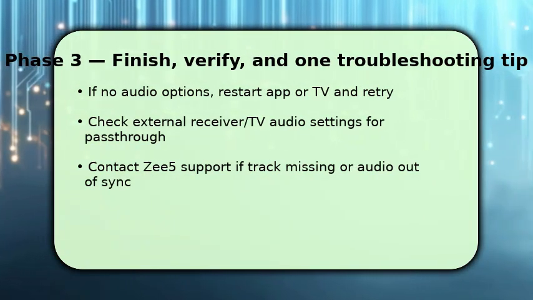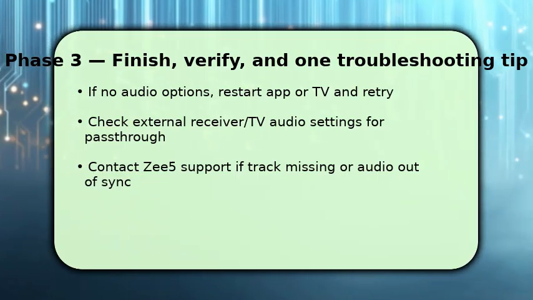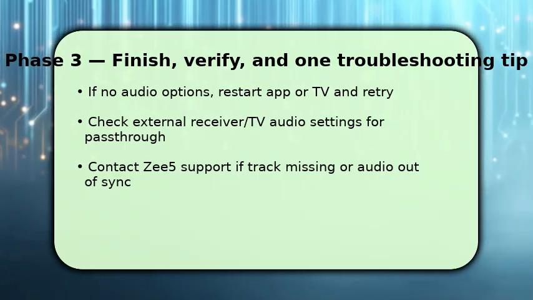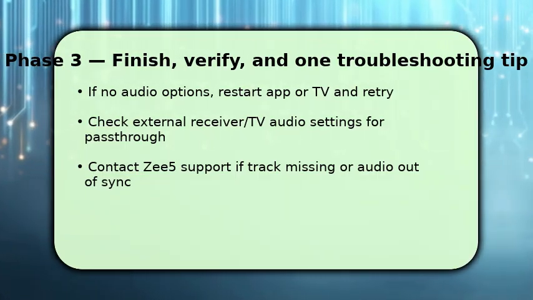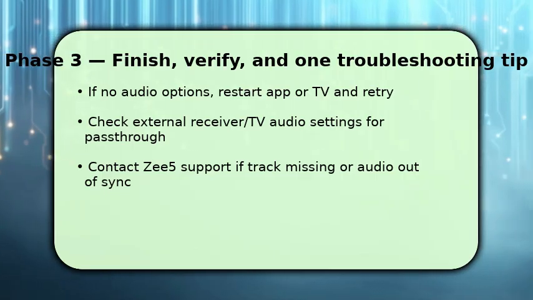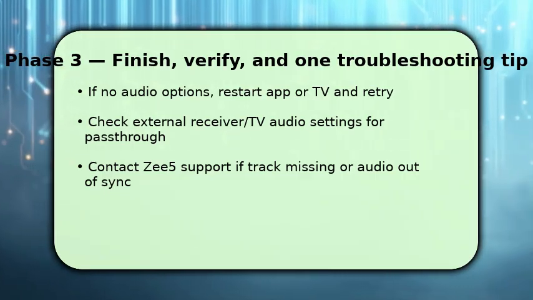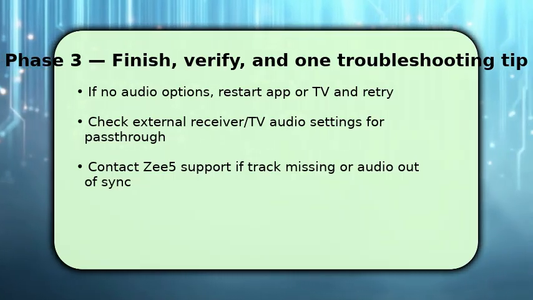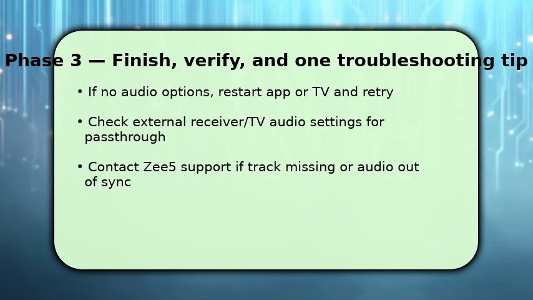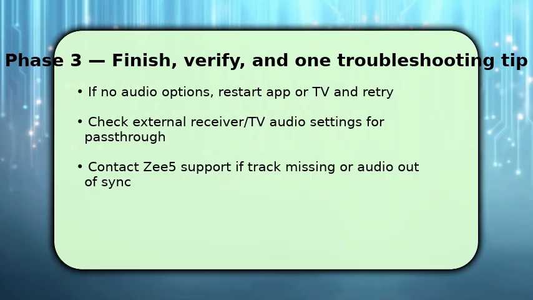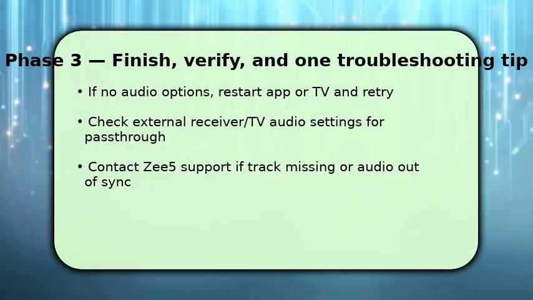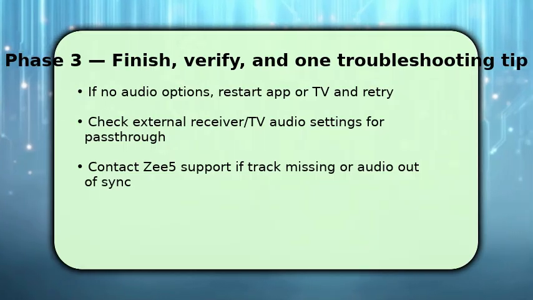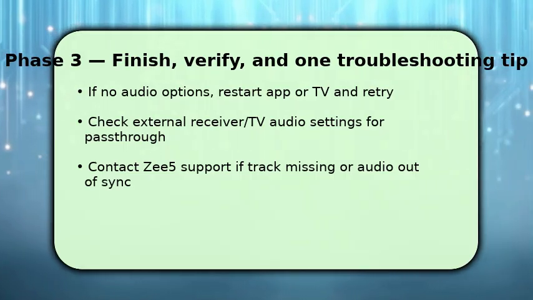This prevents unexpected switches. If you don't see audio options, close and reopen Zee5 or reboot the TV. Sometimes the app needs a fresh session. Also check your TV or AVR audio settings for pass-through, PCM, or Dolby settings because they can block certain tracks. Change them if needed. If the correct track is absent or audio is out of sync, contact Zee5 support, but try a quick restart first.